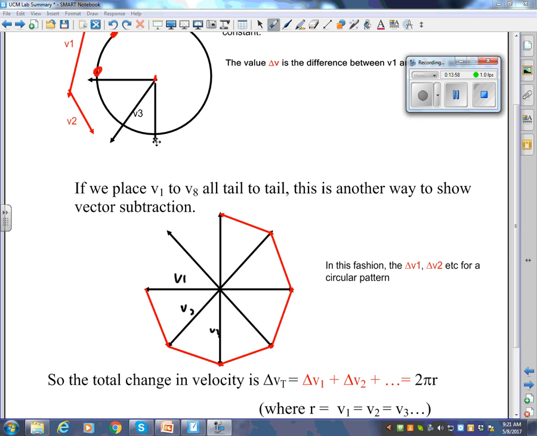Well, each one would be a single degree, right? Exactly. And in computer science, that's what we do. We make a 360-sided figure to make a circle.